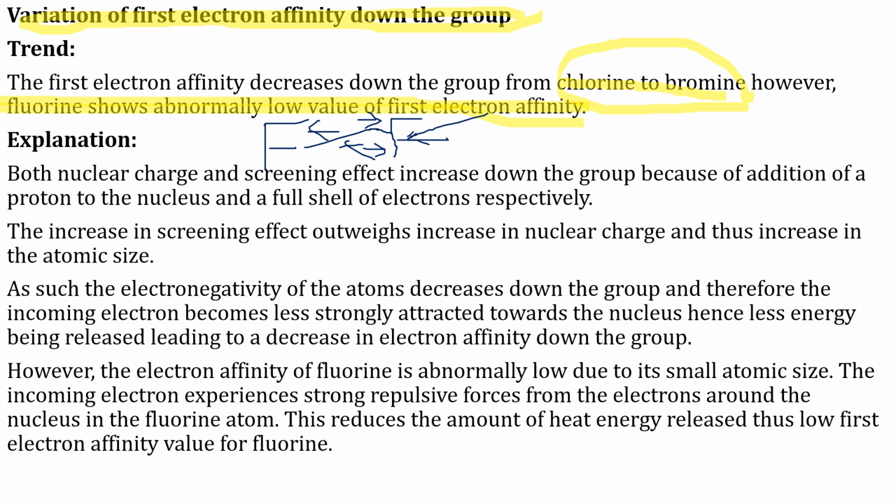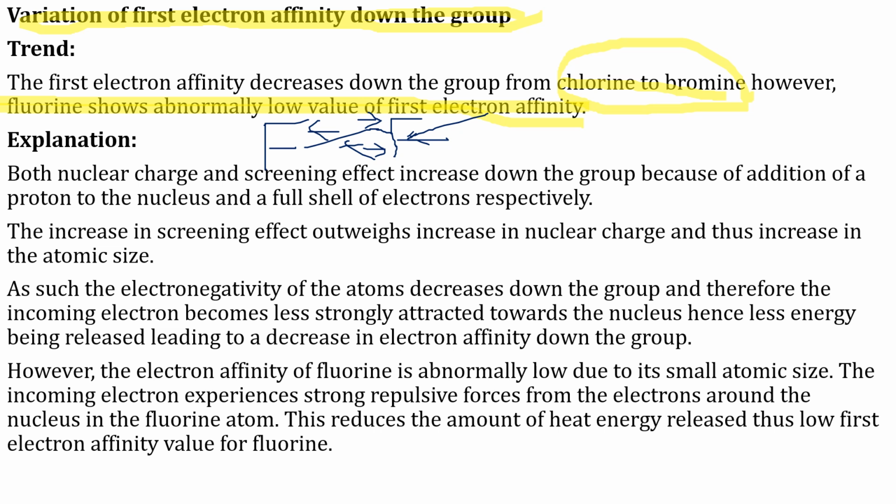So let's start looking at the explanations. First of all, the trend is first electron affinity decreases generally down the group from chlorine to bromine. However, fluorine shows abnormally low value of first electron affinity. Explanation. The explanations for periodicity remain the same. We talk about nuclear charge and its effect. Both nuclear charge and screening effect increase down the group. Nuclear charge is increasing because we are adding electrons, but screening effect is increasing because we are adding a completely filled energy level of electrons.